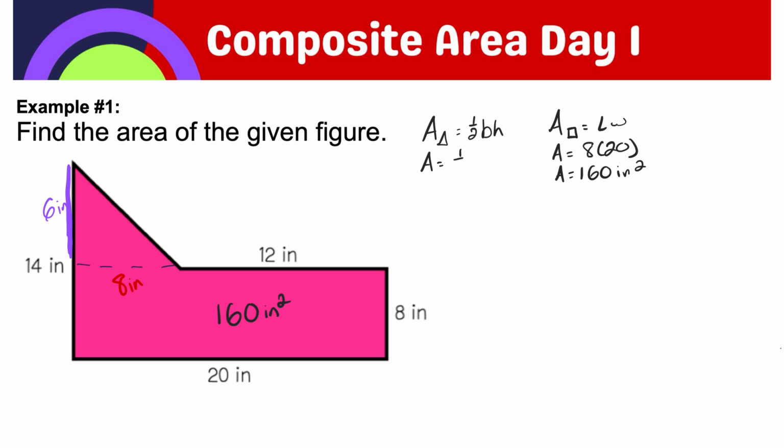So the area is equal to 1/2. Our base is 8. Our height is 6. Half of 8 is 4. 4 times 6 is 24. And that's 24 inches squared.